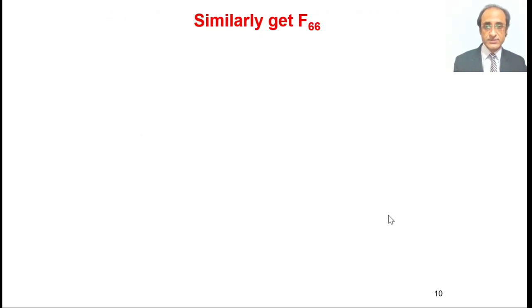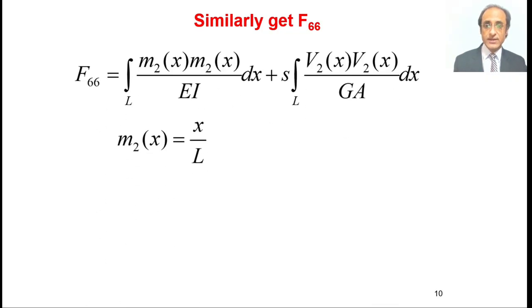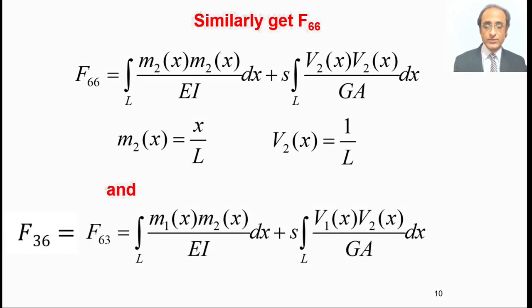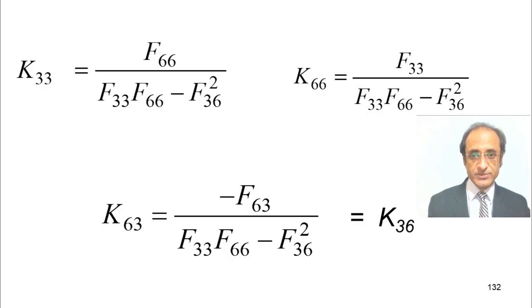So we have got these terms, so we can similarly get F66, and then we can also get the expressions for F36. So with this we now have the information on how to obtain the flexibility coefficients for the case of shear deformation. And once we have the flexibility coefficients, we can make use of them to obtain the stiffness coefficients, for example K33, K66 and K63. In the same manner we can get other stiffness coefficients also. These stiffness coefficients include the shear deformation effect, and we can use them directly for members such as lift cores or shear walls.